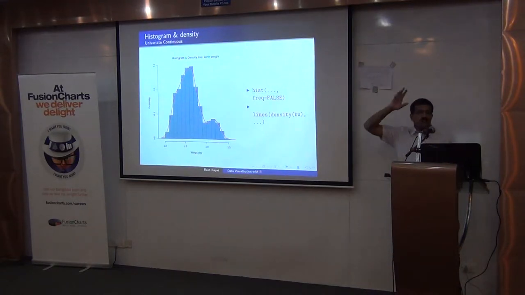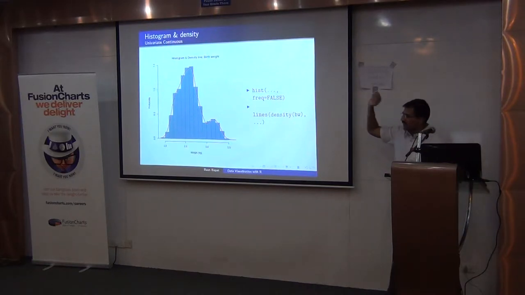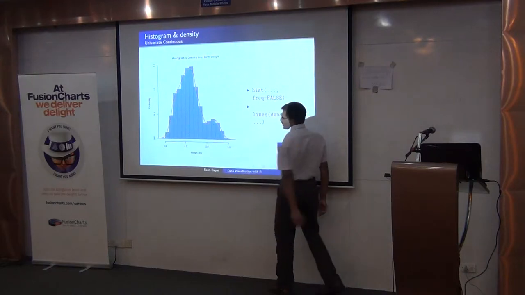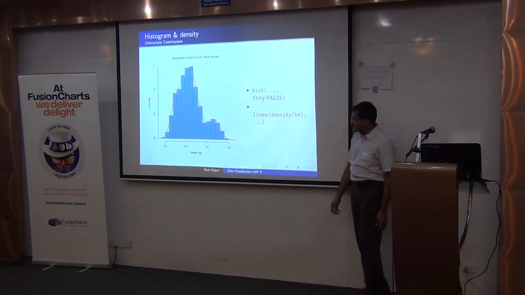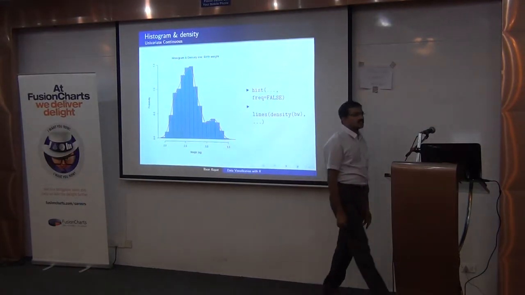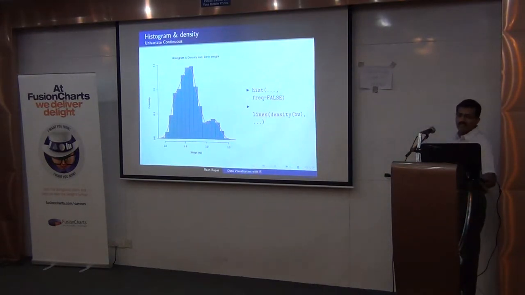Earlier we had some inkling that the data had a long right tail. Now this histogram is actually showing you that there is probably another histogram, and along with the density function, you can see that probably there is another population which is being mixed in this data. Right? So that's the kind of information that you can get if you look at the same data differently.